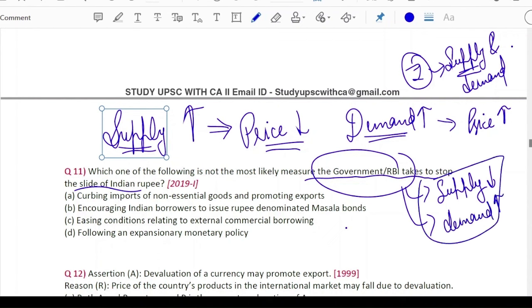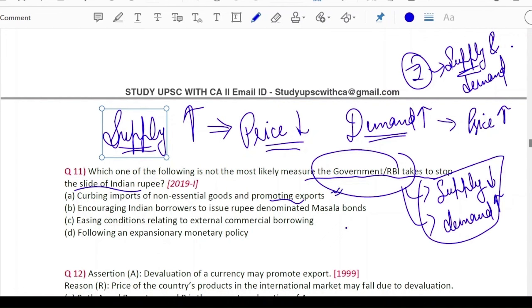Let's read first statement. Curbing imports of non-essential goods and promoting exports. Now, if we curb imports, what will happen? Demand for the dollar in India will reduce. Demand for the dollar reduces, it means demand for the rupee is increasing. Next, promoting exports. If we are promoting exports, it means more dollar will come into India. If more dollar is coming into India, it means supply of dollar is increasing as compared to rupee. So, first statement is correct.